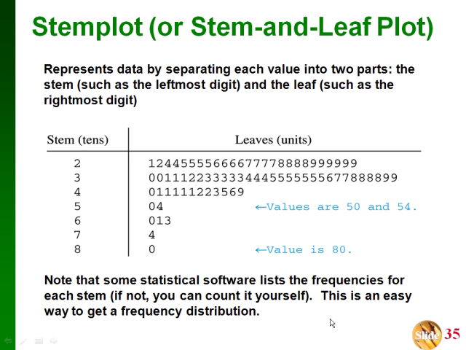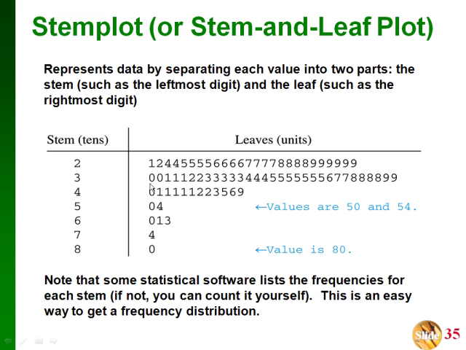Okay, the next type of graph that you're going to be looking at in this chapter is a stem plot, or a stem and leaf plot. And all we're doing with these is taking the original data that we have and separating it into stems and leaves. So for example, if we had a data value of 50, if our stem is the tens place, then the 5 out of the 50 would go in the stem, and the 0 would go over here as a leaf. If we had another data value of 54, then the 4 would go over here as a leaf.